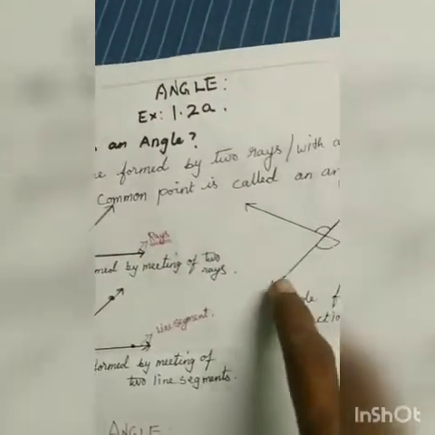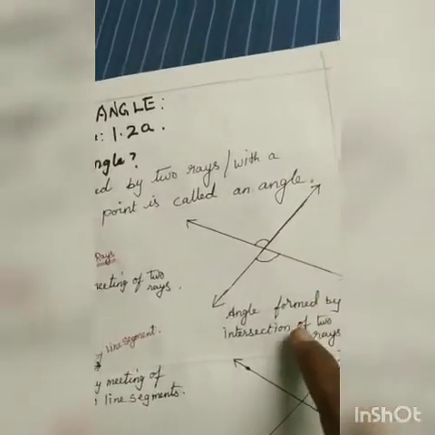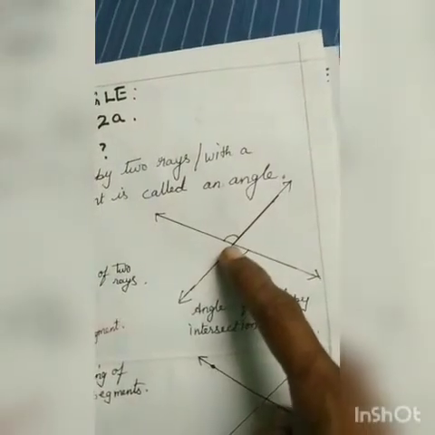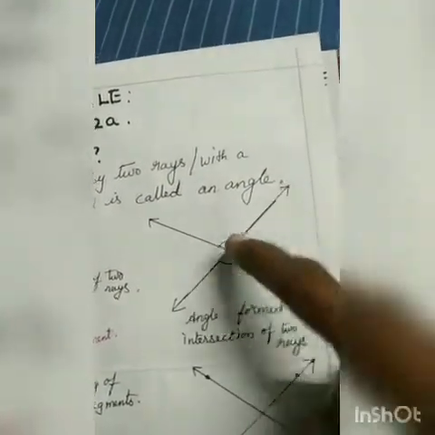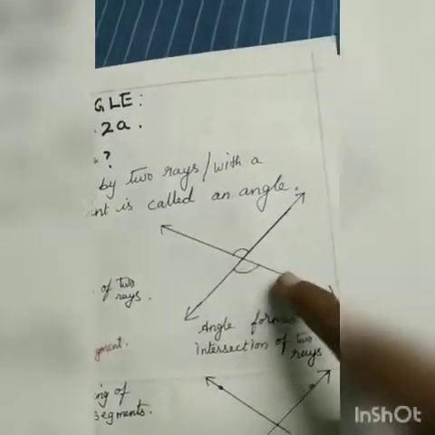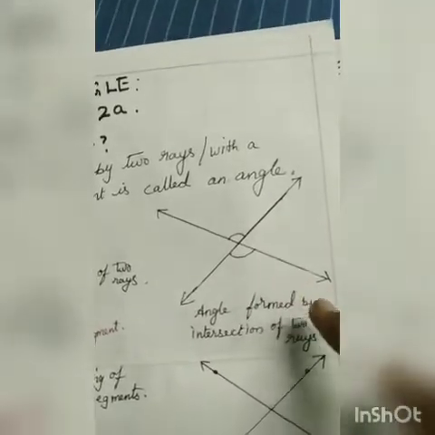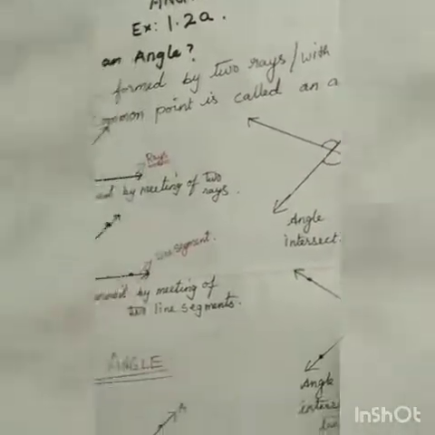The same way we can make four angles here by making four rays. See, in one point you can make four rays, 1, 2, 3, 4, and there are four angles, 1, 2, 3, 4. So by the intersection of rays, you can get so many angles.